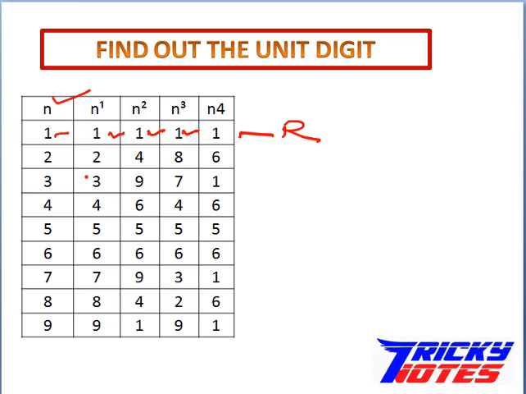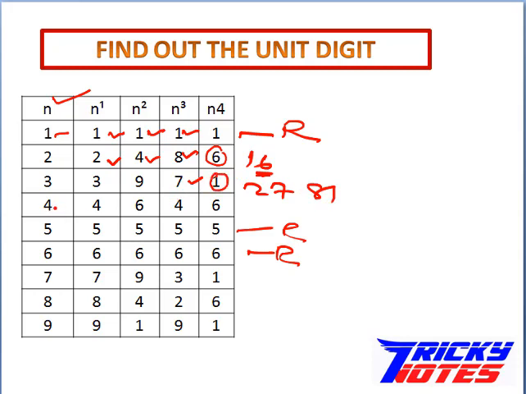Similarly, you will see there are a few numbers that repeat themselves most of the time. I'll tell you how. Now 2 to the power 1 is 2, 2 to the power 2 is 4, 2 to the power 3 is 8, 2 to the power 4 is 16, but the unit digit is 6. Likewise, 3 to the power 1 is 3, 3 to the power 2 is 9, 3 to the power 3 is 27, but the unit digit is 7. Again, 3 to the power 4 is 81, but the unit digit is 1.